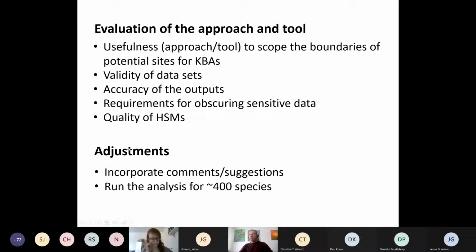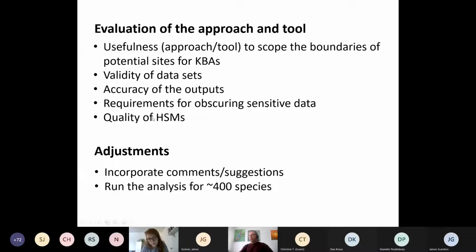We're in the process of the evaluation, so we asked different people, including Chloé and Christine, to look at the usefulness of this approach, to scope the boundaries of potential sites, and also the validity of these data sets that we are using here, because we need to add some rules, so we need to be on the same page if we are using these data sets in the proper way. Also, we asked some experts if they see some important information from this macro approach.